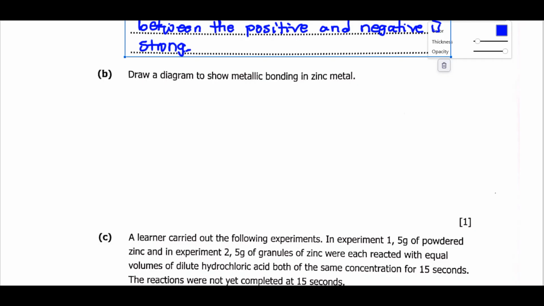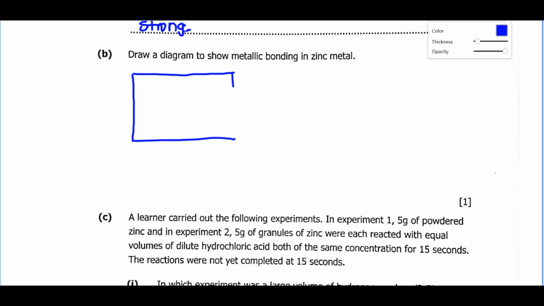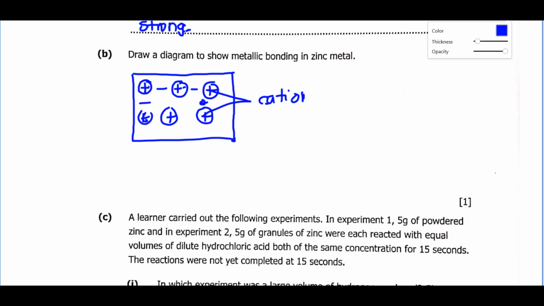Then we have question B. Draw a diagram to show metallic bonding in zinc metal. So whenever you want to show metallic bonding, you can just do it like this. So you write the positive, remember, these are known as cations. Then in between we have the minus. So the minus, we call these the sea of electrons.